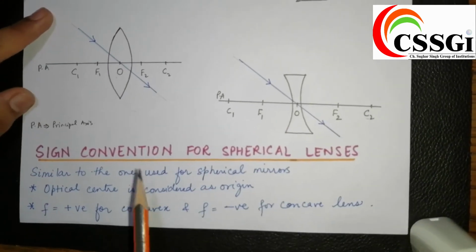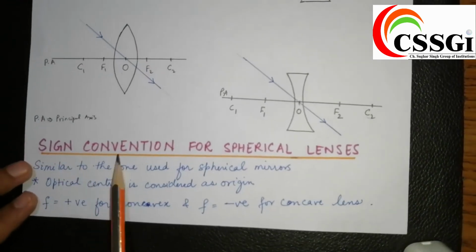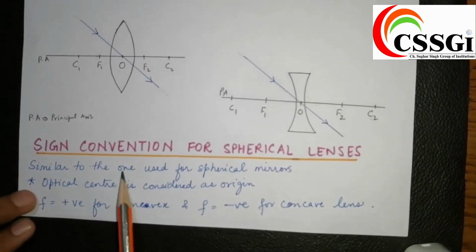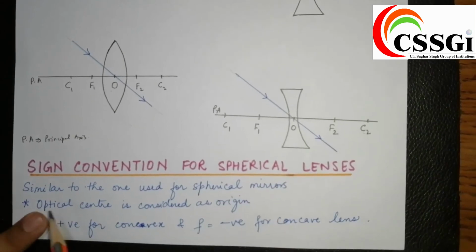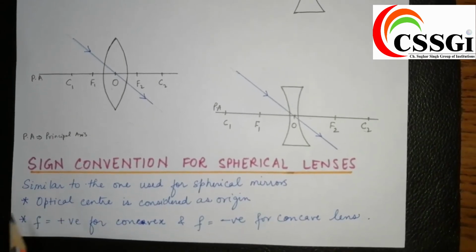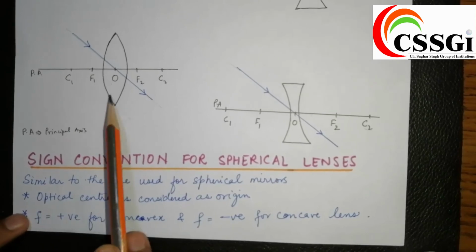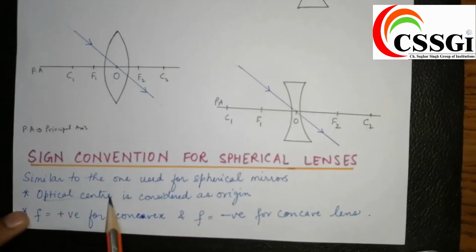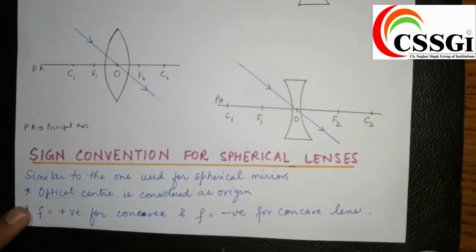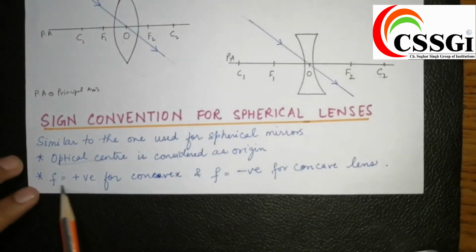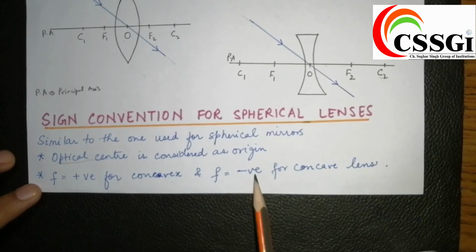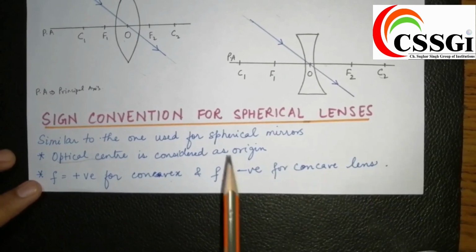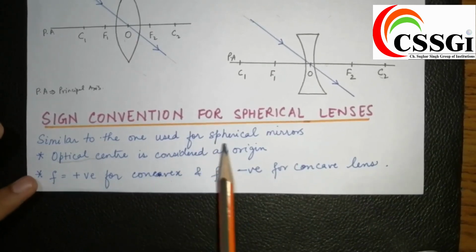The sign convention for spherical lenses is similar to that of spherical mirrors, except the point that in case of mirrors we had pole which was considered as origin. Here in case of lenses we are going to have optical center as the origin, and all measurements will be done from there. F is positive for convex lens and it is negative for concave lens. That's it, and rest other rules are similar.